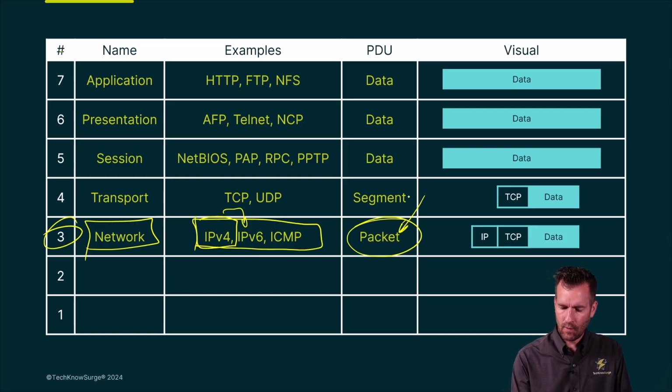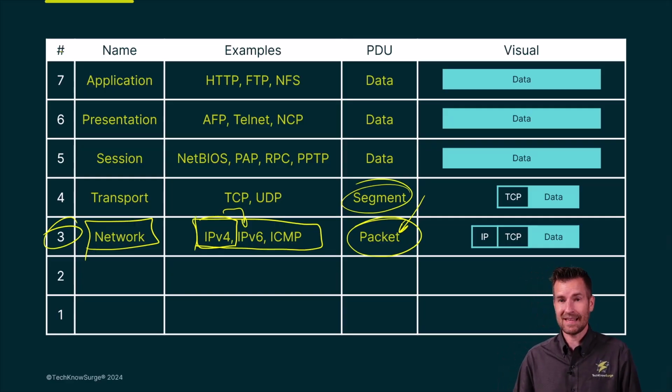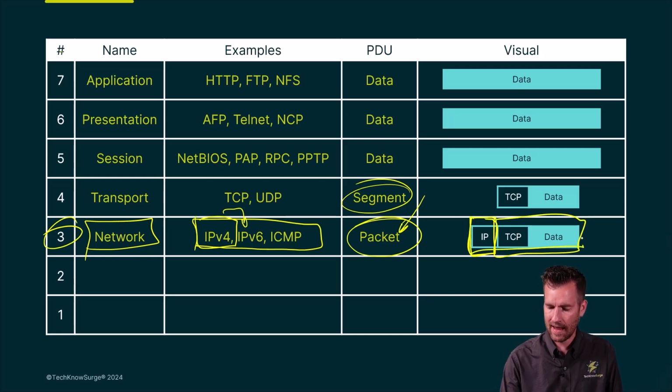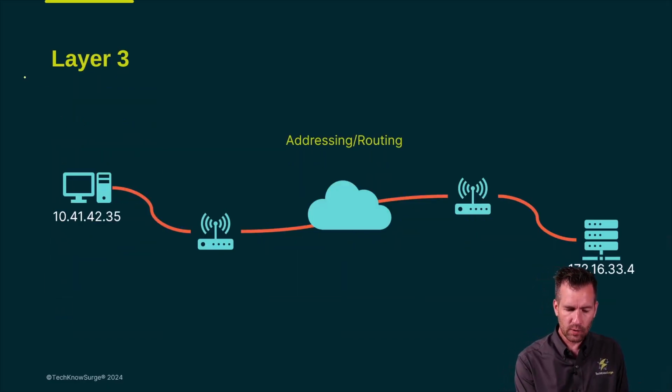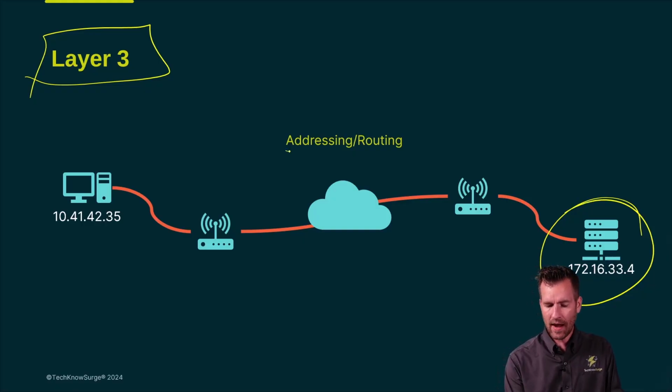In fact, when I was talking about the segment one time, I called it a packet as well, because the segment goes into the packet. We're just adding a header, this IP header, to the front of the segment. So we've got our segment, and now we've got a packet. The packet is the whole thing. And the biggest thing that layer 3 is responsible for is getting it to its destination. So addressing. We've got addressing and routing.